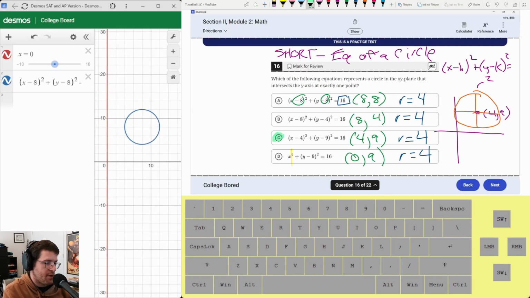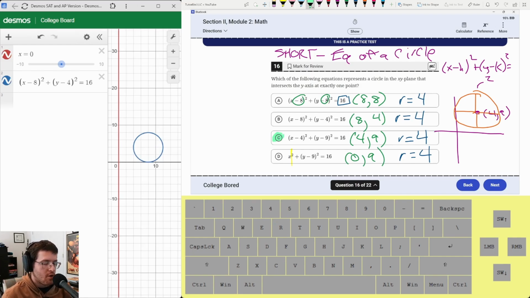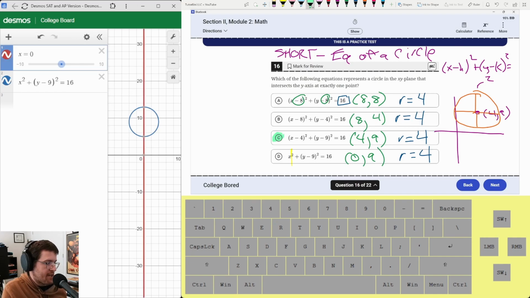I plotted choice A. That doesn't intersect the y-axis at any time. They don't touch at all, so 0 points of intersection. That one's wrong. Okay, choice B. This one also does not touch the y-axis at all. 0 points of intersection, so this one's wrong. Okay, choice C. Looks like it touches the y-axis at 1 point, at 0, 9. That's our answer. Let's see what D looks like. Choice D actually intersects the y-axis at 2 points, so that one is wrong as well. We definitely did a good job picking C as the answer.